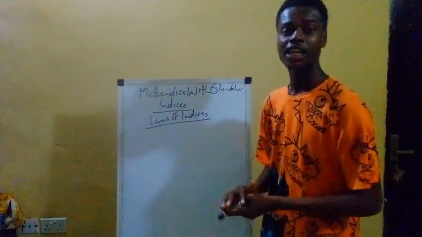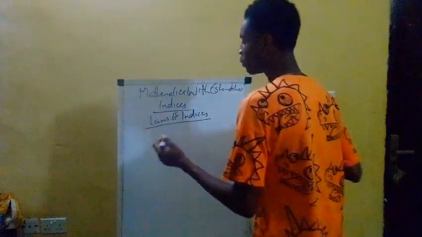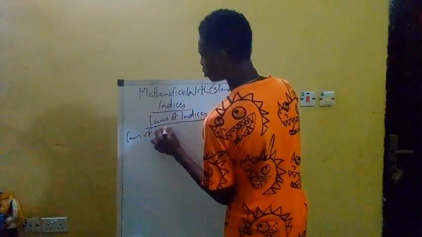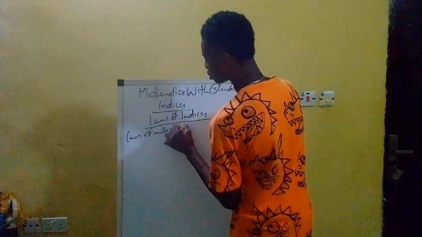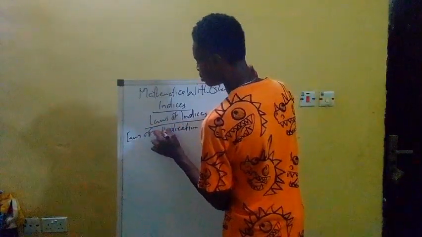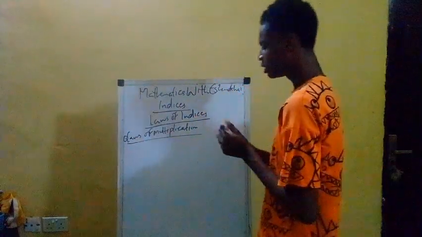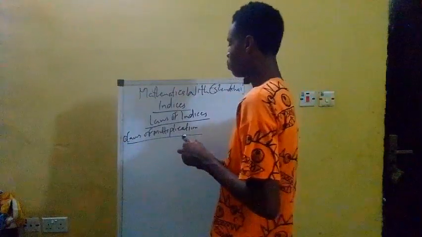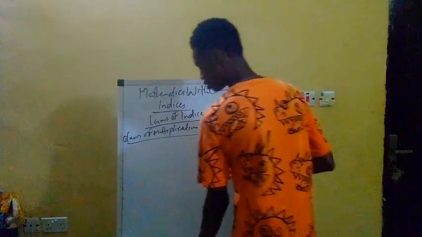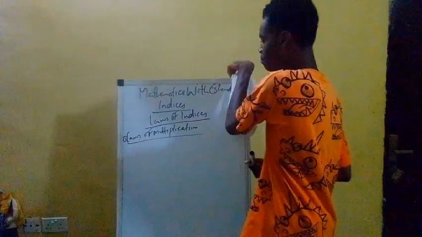So, the first law of indices that you should know is multiplication. Law of multiplication. Let me write my M and U well so you guys will see it. Law of multiplication number 1. I'll be doing this fast and cleaning the board as fast as I can, because the board is small.